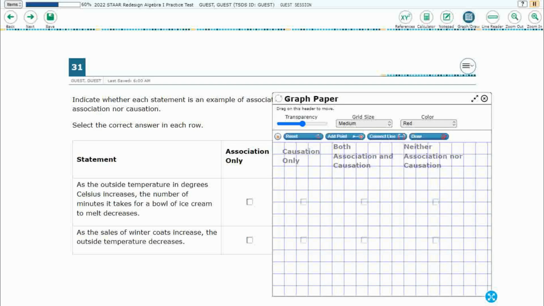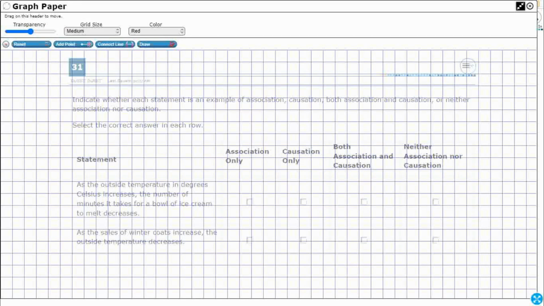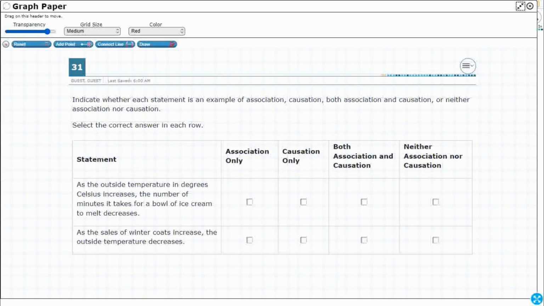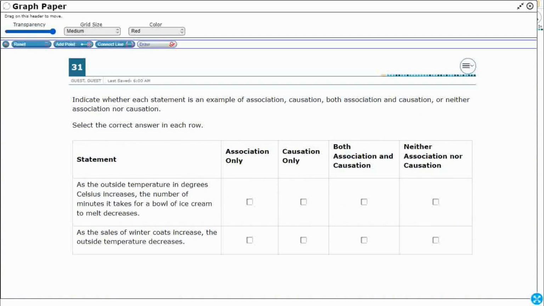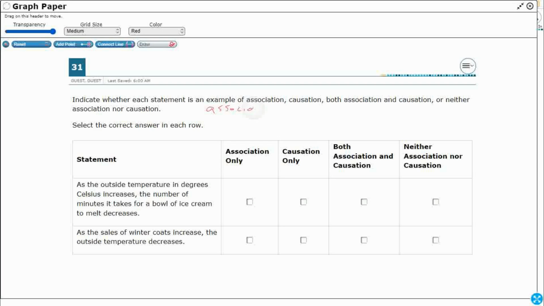So I've got my two statements I need to evaluate. Let's open up our graph draw because they don't give us any information about what this association or causation means. I'm going to go ahead and write some definitions for you, but if you look at your reference materials, you're not going to find anything. This is a definition that you probably want to have coming into the STAAR test.